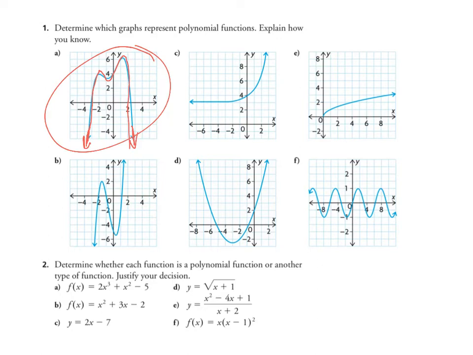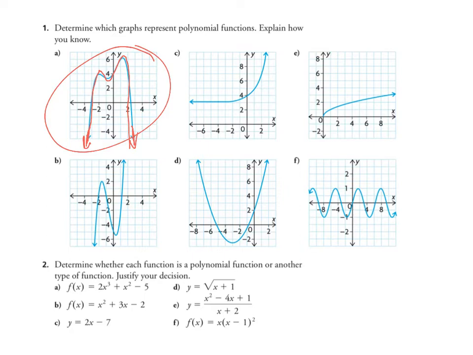Not a polynomial function, because polynomial functions go like this and have end behaviors that go off to either negative infinity or positive infinity. So it might go like this, or it might go like that, but they never have a horizontal asymptote. That won't happen because whatever the highest degree is, if you plug in a really, really large negative number, it's going to get really, really big, either positively or negatively. It's not going to go down to 0.